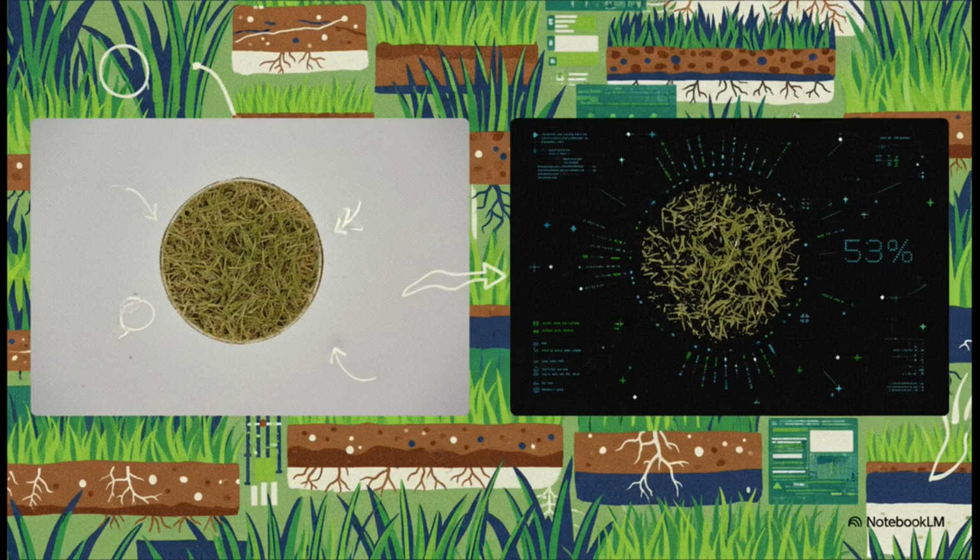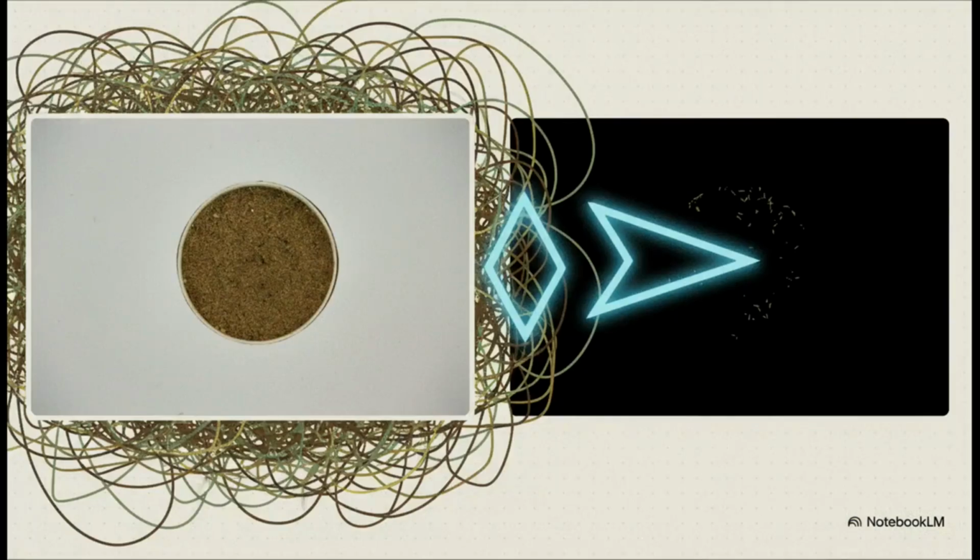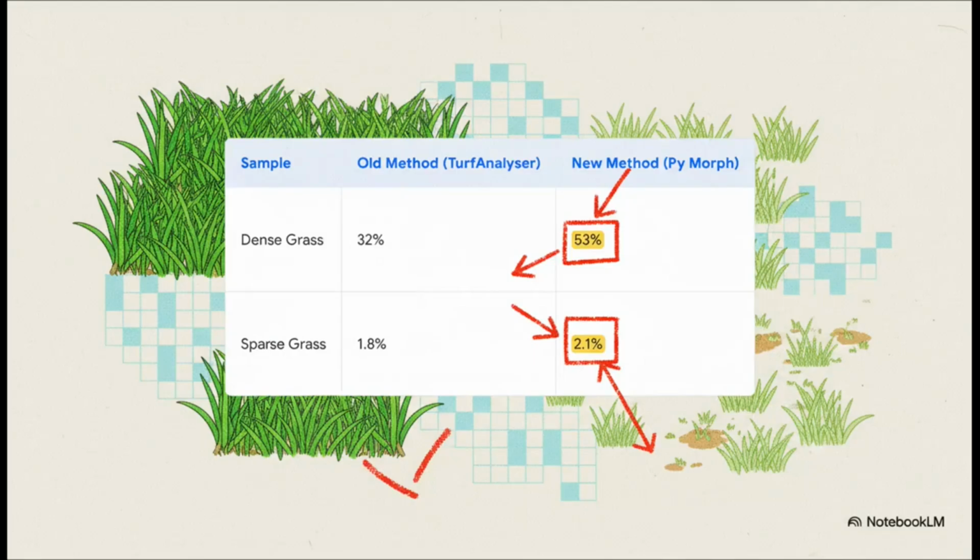So far, so good. But now, this is the real test. A super sparse sample, almost all soil. This is exactly where the old methods would completely fall apart, getting confused by all those soil reflections. But our morph method acts like a surgeon. It surgically removes all that noise and correctly identifies just 2.1% cover. It intelligently ignores the soil and hones in on only the actual grass. That is seriously impressive.